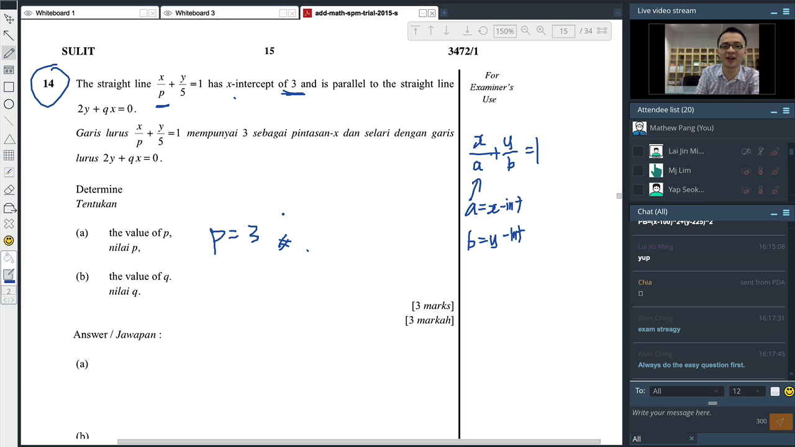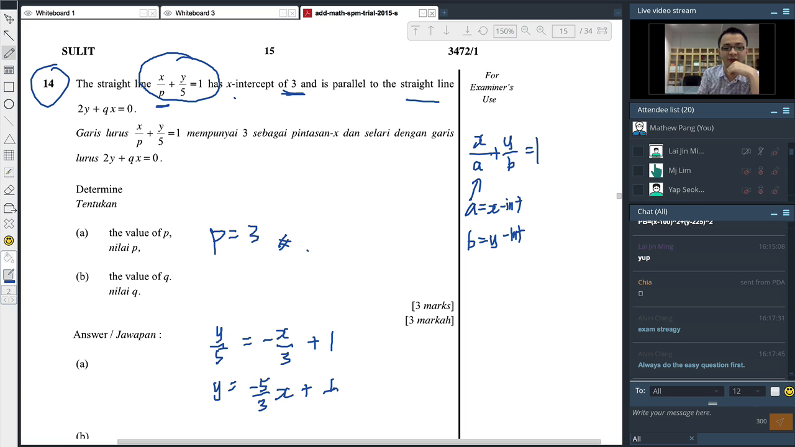And then you will need to find the q. Since they are parallel, they have the same gradient. Just change this one into y equals to mx plus c. Then you can easily get the answer. So y over 5 equals to negative x over 3 plus 1. So y equals negative 5 over 3 x plus, no, it's plus 5, because I multiply by 5. So my gradient is negative 5 over 3.